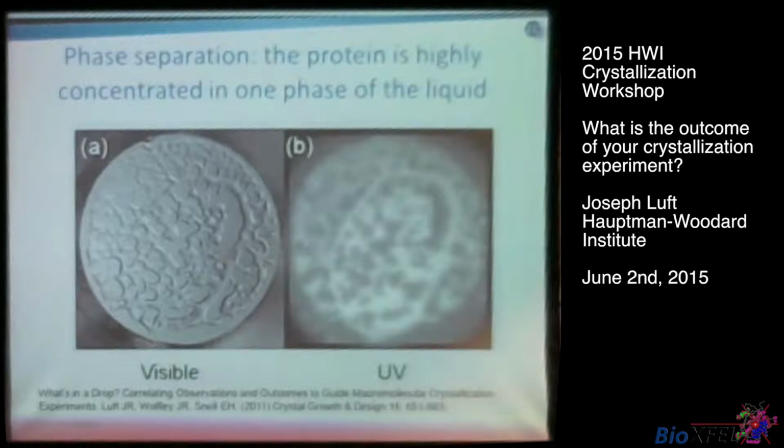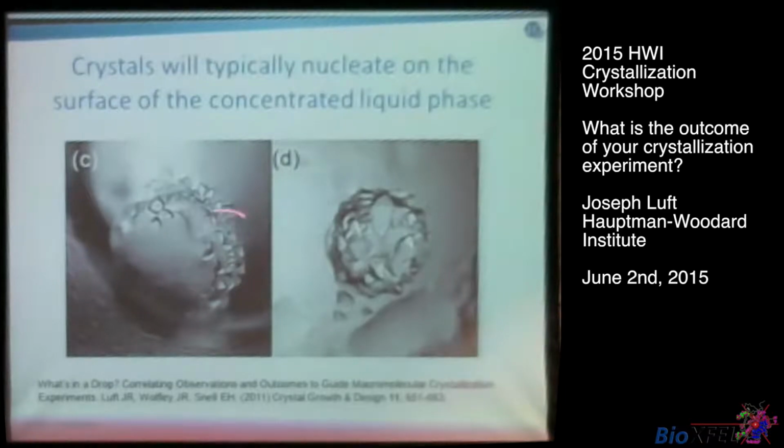But then you can get these channels of phase-separated liquid. You can also get droplets of phase-separated liquid. And when you get the droplets, it's a good idea to really zoom in and look close at the surface of the drops, because when protein crystals form, they will tend to form on the surface of that droplet and then grow out into the less concentrated solution. Okay. So that's a known effect.